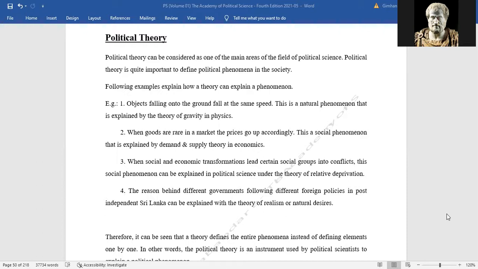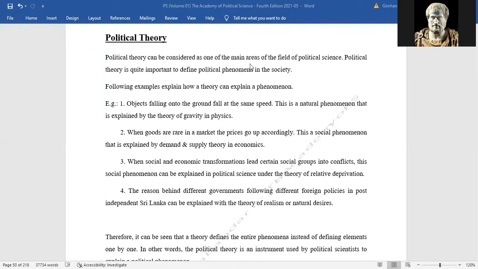Political theory. Political theory can be considered as one of the main areas of the field of political science. Political theory is quite important to define political phenomena in society. Following examples explain how a theory can explain a phenomenon. Examples: objects falling to the ground fall at the same speed. This is a natural phenomenon that is explained by the theory of gravity in physics.